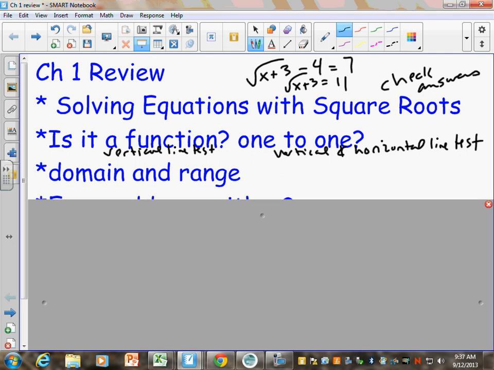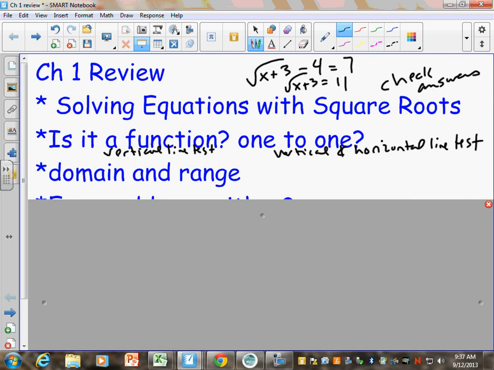Domain and range, we've been working on it all chapter. I hope it's getting better for you. Remember that domain is what the x's can be. So think about what it can't be. If you see a square root, you can't have a negative under your square root. If you see an x in the denominator, you can't have an x in the denominator. But most of our functions have a domain of all real numbers. Maybe go back and look at your 10 basic functions and look at their domains.